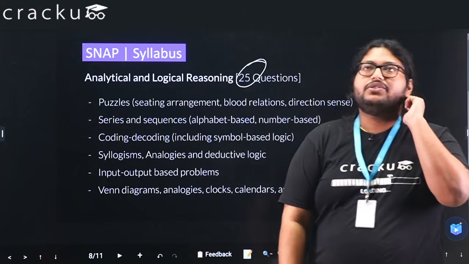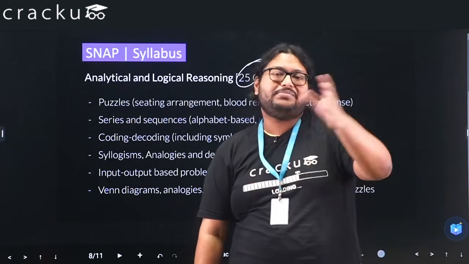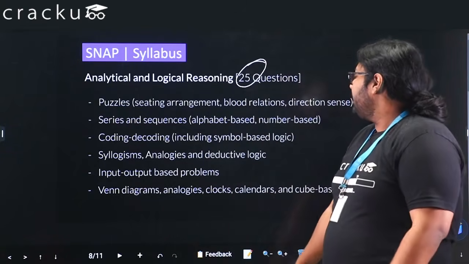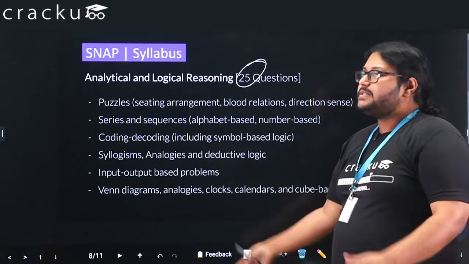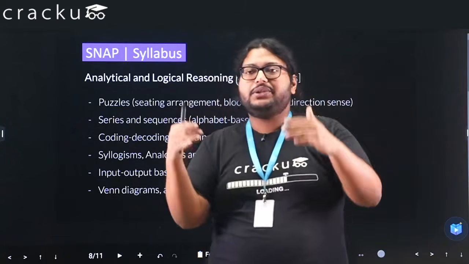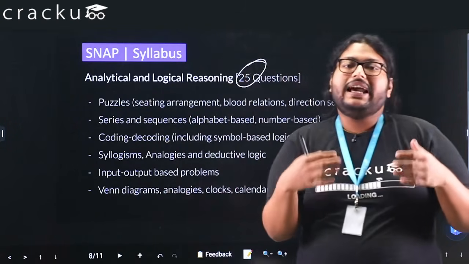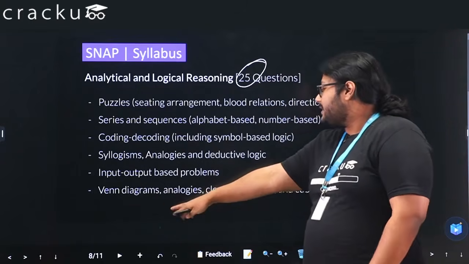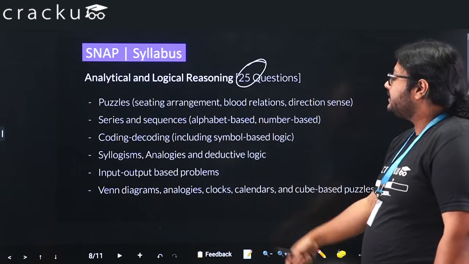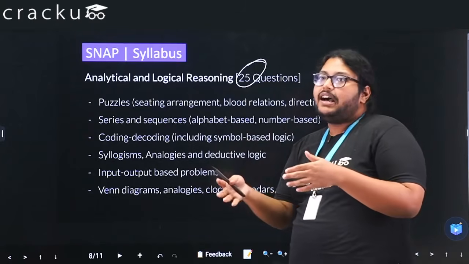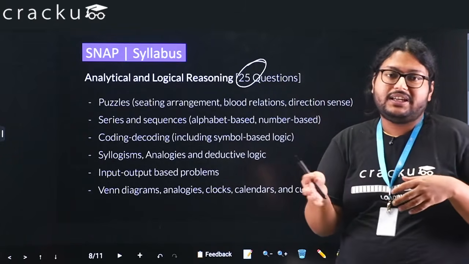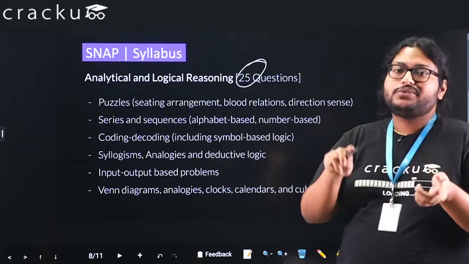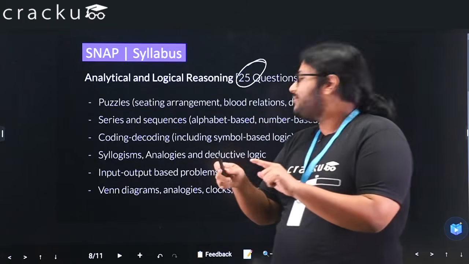Syllogisms are something like, all A's are B's, if A is B, then those kind of things. Input output based problems, where an input is given and then 2 or 3 intermediate steps are given, and then they ask you, what will be the next step. Venn diagrams, analogies again: if a brick is used to build a house, you get the relation. So what will be the similar relation to something else.